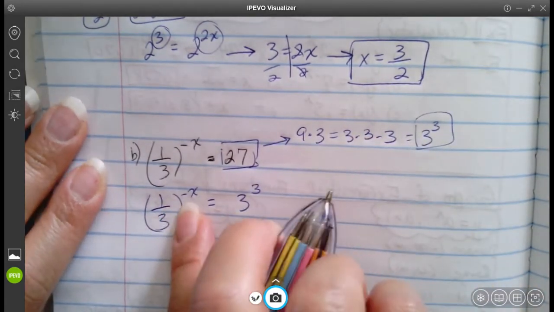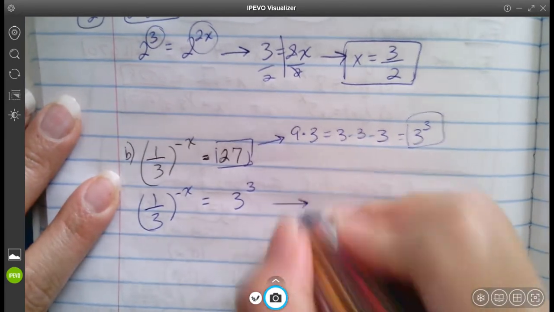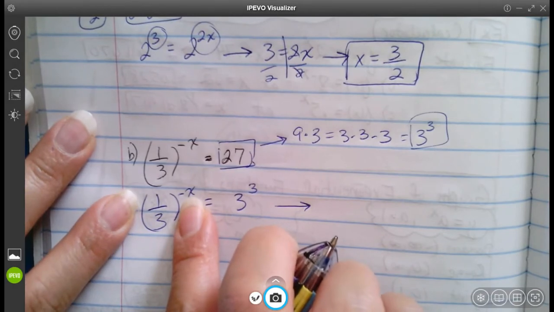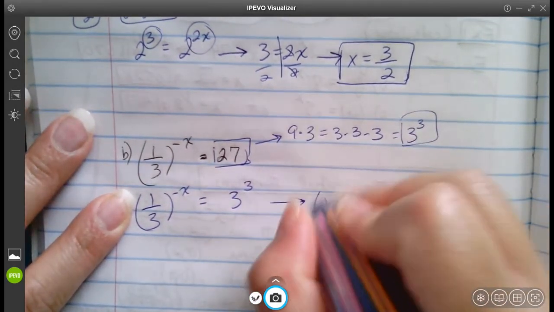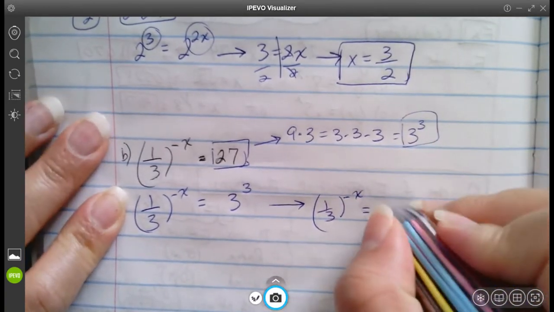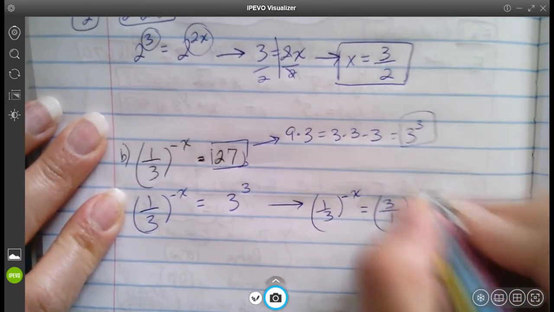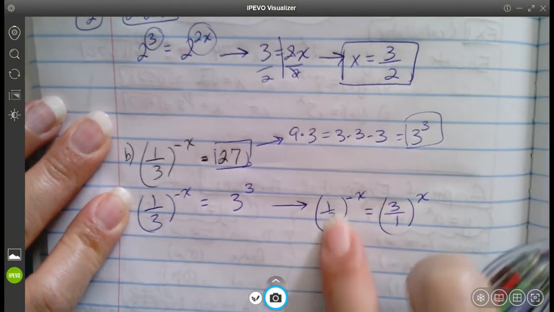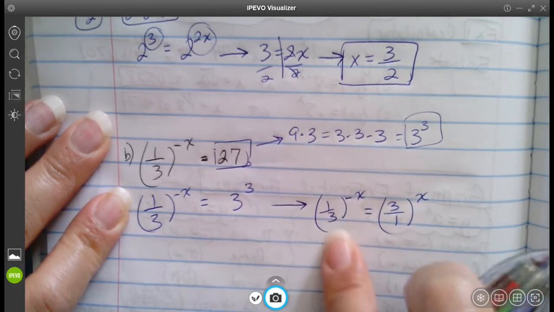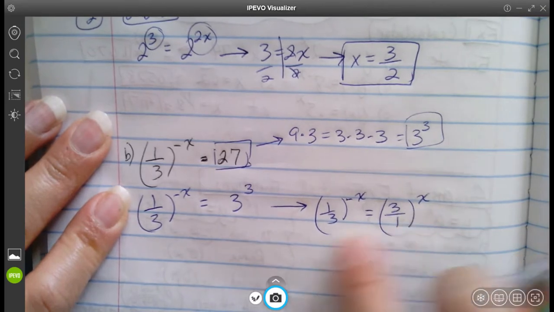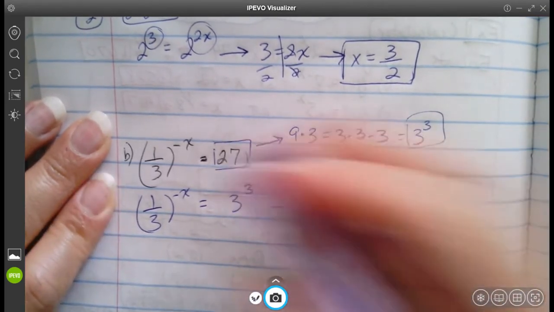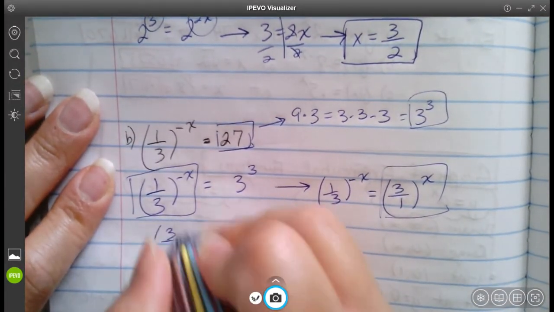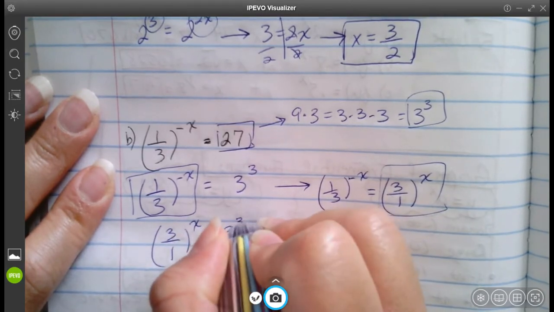Now I have to figure this out because this looks a little bit weird. Here's another recall: remember that when you're trying to make an exponent positive, all you got to do is flip the fraction. So 1/3 to the power of negative x is the same as 3/1 to the power of x. If I flip the base, that makes my x positive. So now I'm left with 3/1 to the power of x is equal to 3 to the third.